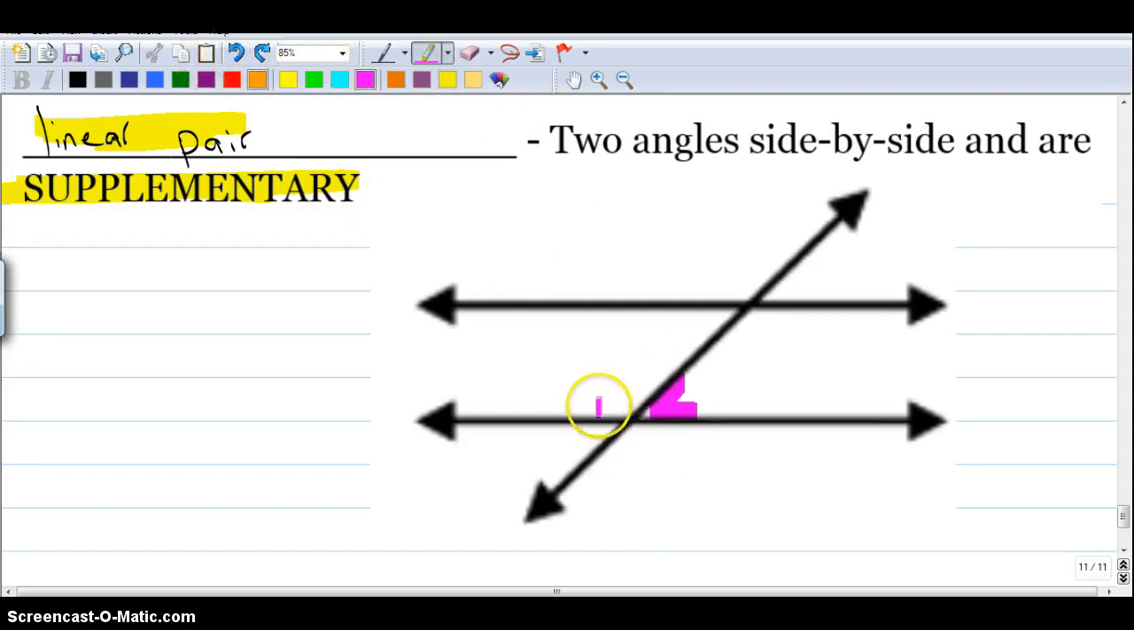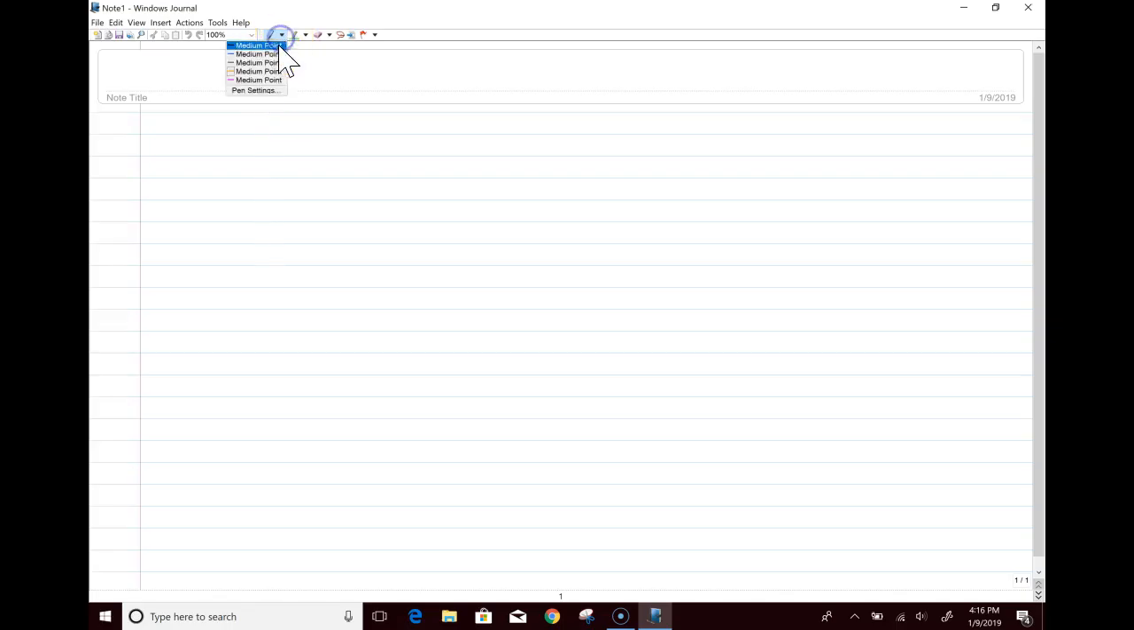Or you could say this angle here and this angle here are a linear pair. They equal 180. As long as they make a line, they equal 180 degrees. Alright, so let's continue on with these angle pairs.